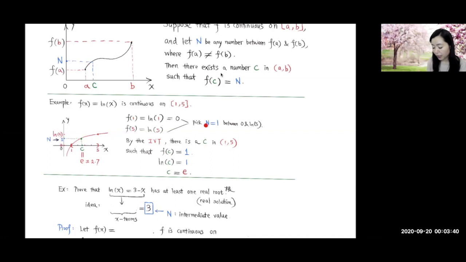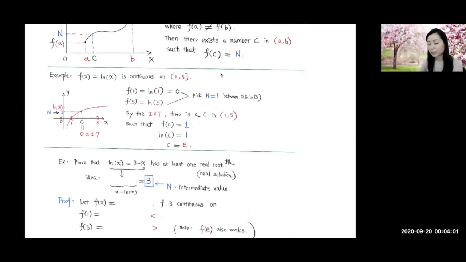Well, you don't have to pick n equal to 1. You can pick n to be any number between 0 and Ln of 5. Then I'm guaranteed that you can find a number between 1 and 5, where f of that number is equal to that intermediate value. Okay, so that's what the intermediate value theorem says.